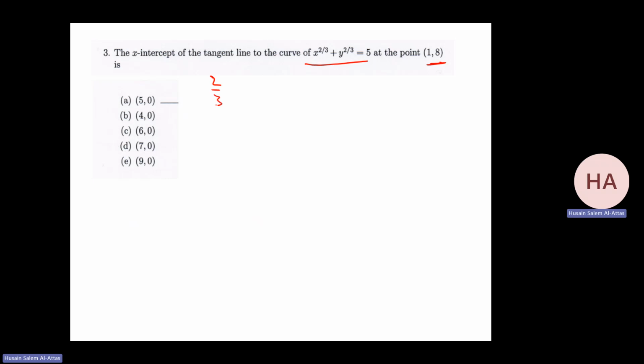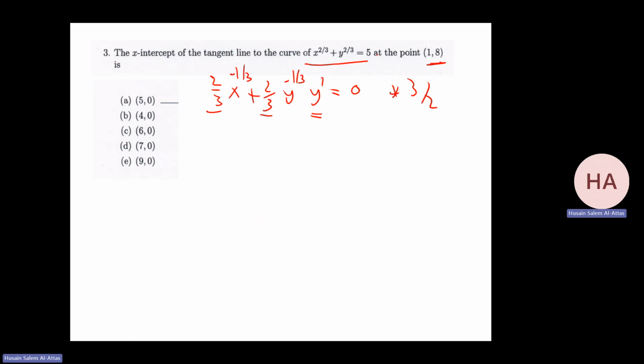2 over 3 x to the power, sorry, minus 1 over 3. Yeah, 2 over 3 minus 1, which is minus 1 over 3, plus 2 over 3 y to the power minus 1 over 3. Don't forget the y prime equal to 0. Now multiply it by 3 over 2 and solve for y prime. Yeah, let me do it in steps. Or substitute right away. Who cares? This is cancelled. Multiply by 3 over 2. I killed this 2 over 3.